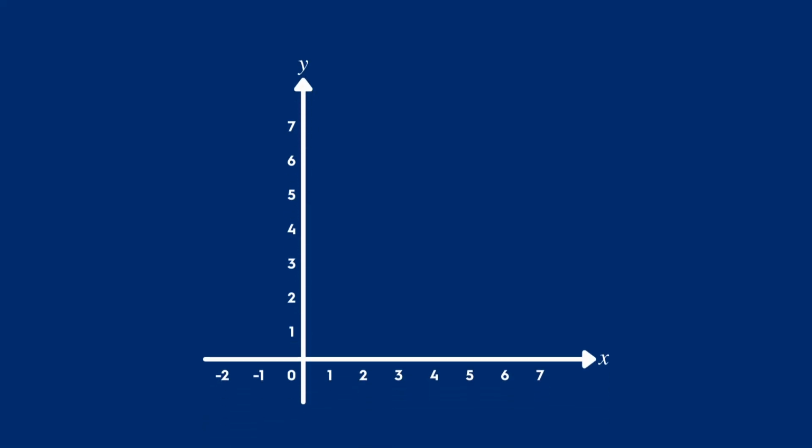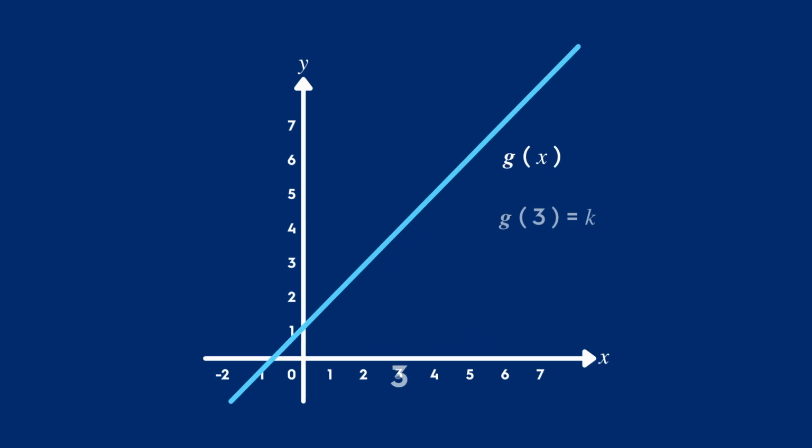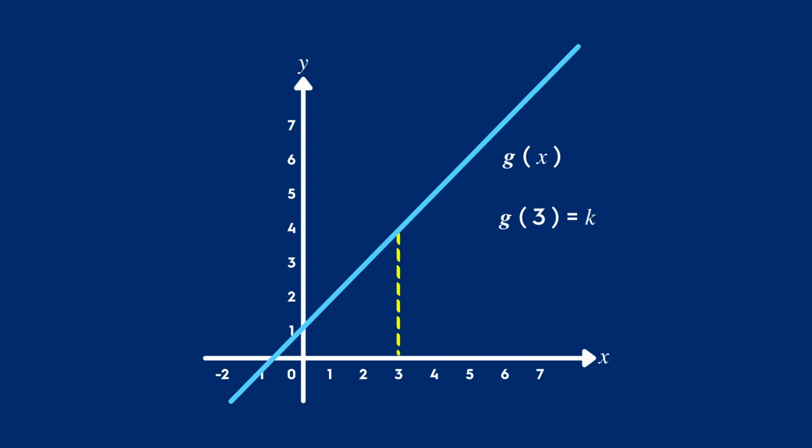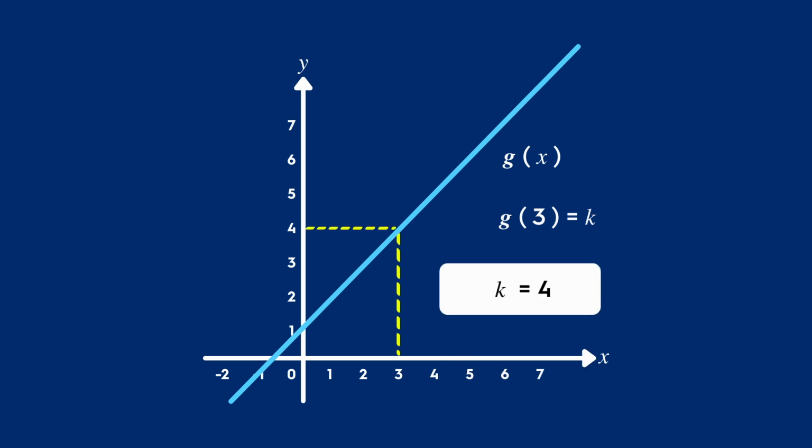Now let's take this one step further. Let's look at a slightly different kind of SAT question. Suppose g of 3 equals k. What is g of k? Step 1. Find k. When x equals 3, the y value is 4. That means k equals 4.